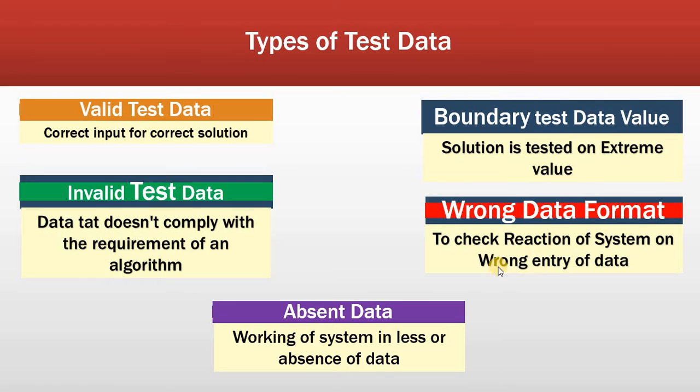Okay. Then comes absent data. Absent data means working of the system with less data or in the absence of data. For example, if a system asks to enter a driving license number, then not everyone can provide this information. It is important to see how the system will react in such situations.